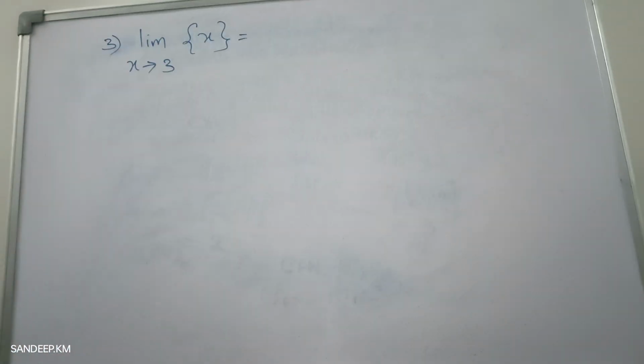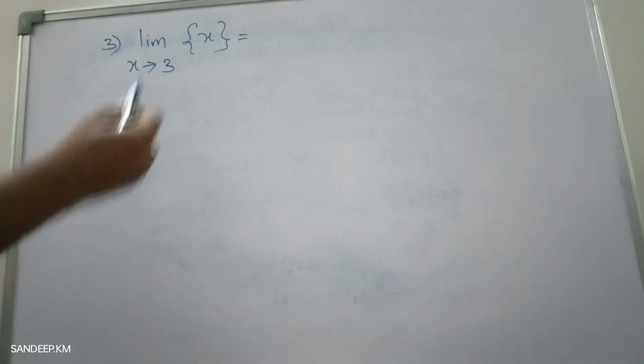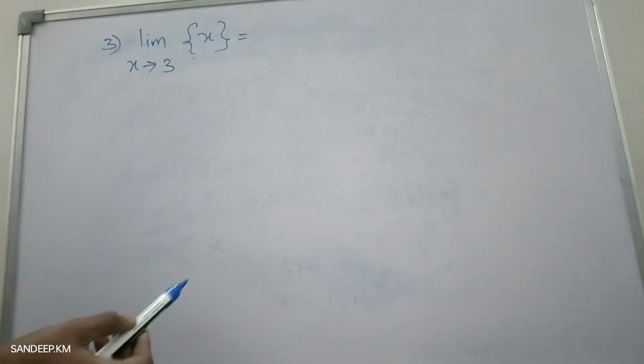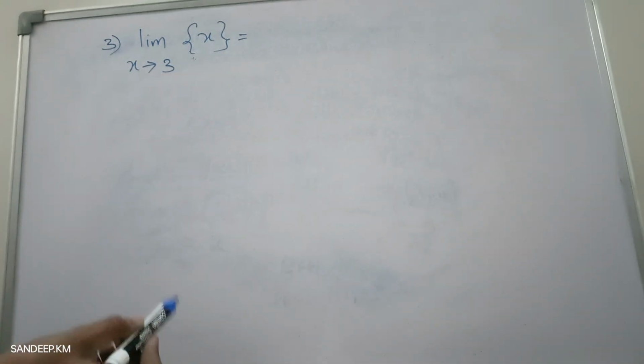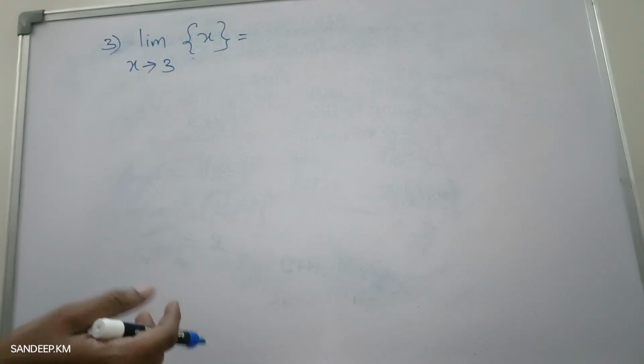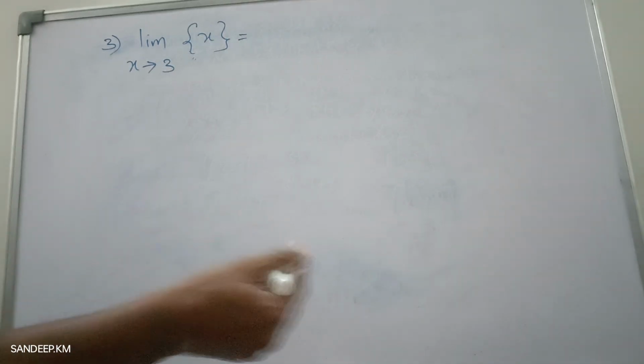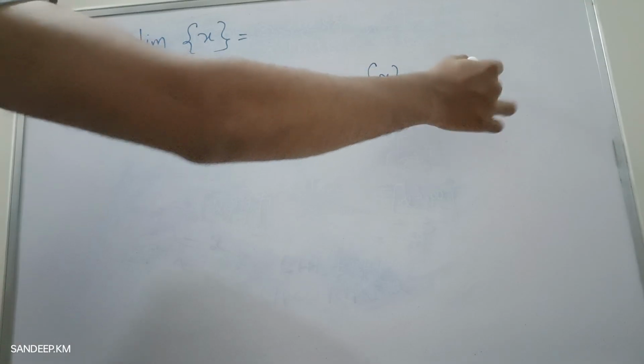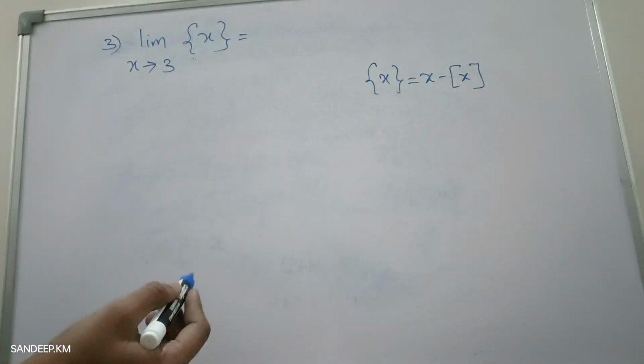So here is our next question. Limit x approaches 3, fractional part of x. Here curly braces x means fractional part of x. I hope all of you know that the fractional part of x is equal to x minus step x. That is the definition of a fractional part function.